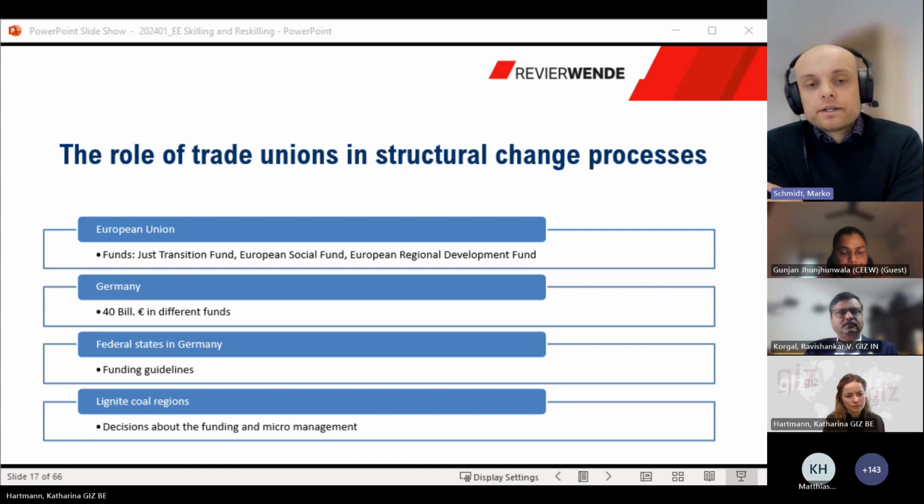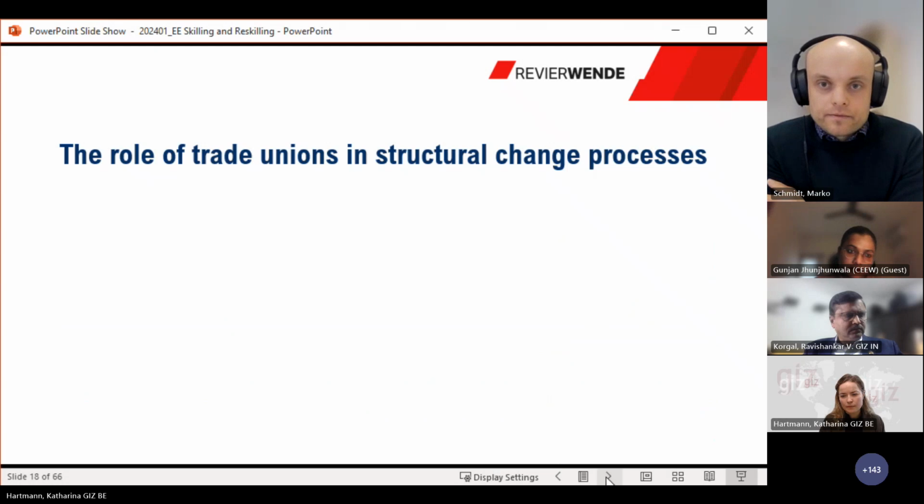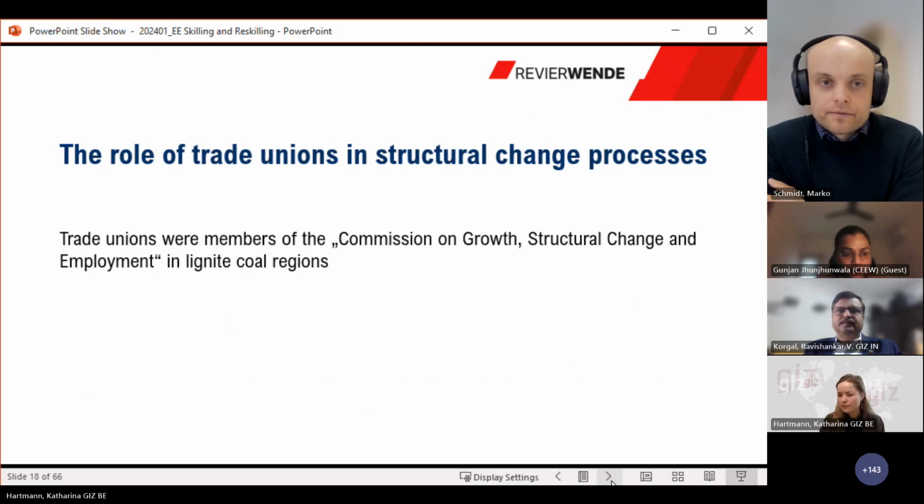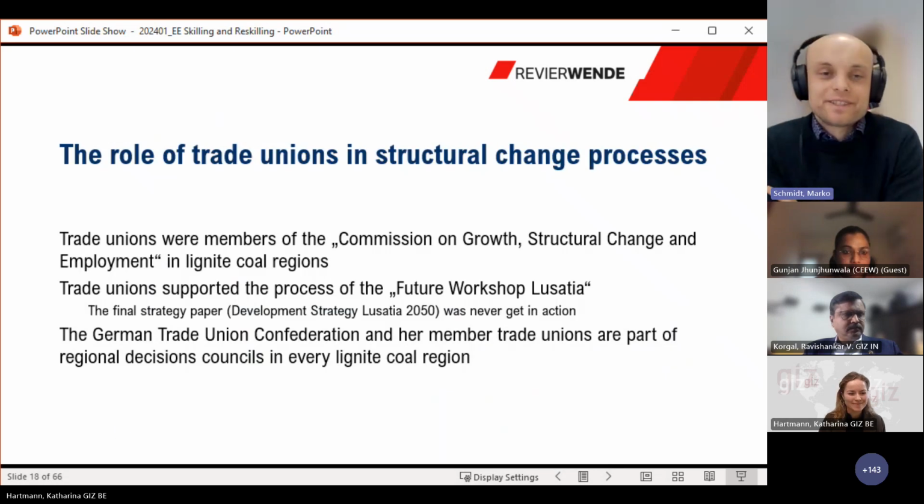Then we have the levels of the federal states and the coal regions. At every level, trade unions are involved and discuss the development of the region, and also the development and the skills for workers. So you can show the next slide, please.